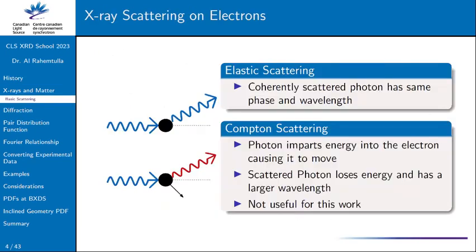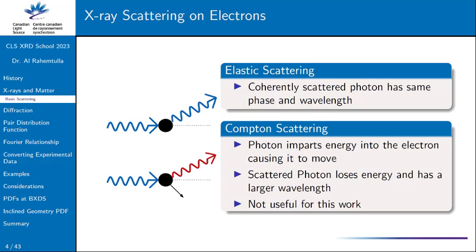So if we look at how X-rays interact with matter, we need to first consider the fact that light is an electromagnetic wave and a photon. Because it's going to have an electric field and magnetic field, it's going to react and interact with charged particles. So we can consider the electron.